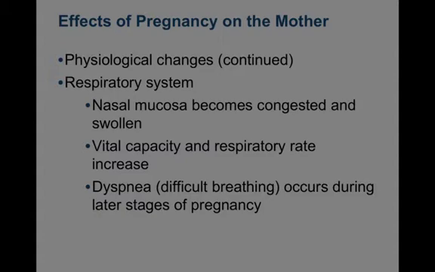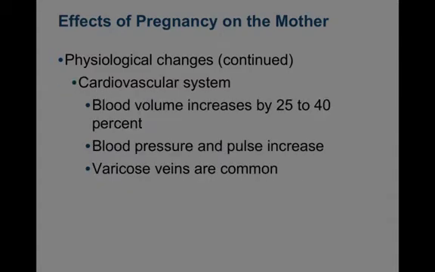Vital capacity and respiratory rate. Vital capacity, we'll study this in a couple months, is the amount of air that you can move through your lungs in one breath in and one breath out. Why is that amount of air reduced? Because of the compression of organs. All those organs compress against the diaphragm, this U-shaped muscle that flattens when you breathe in. If something is forcing against it, it can't flatten, and you can't move as much air in. So the amount of air that goes in and out reduces, but you actually increase how often you breathe. This leads to dyspnea, which is difficulty breathing, and that occurs in the later stages of pregnancy.